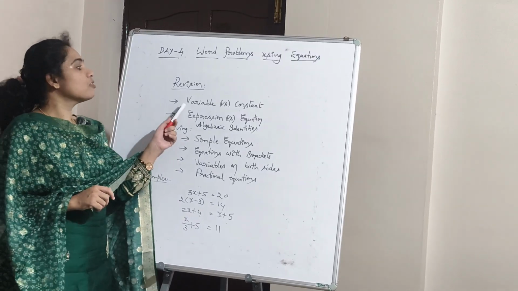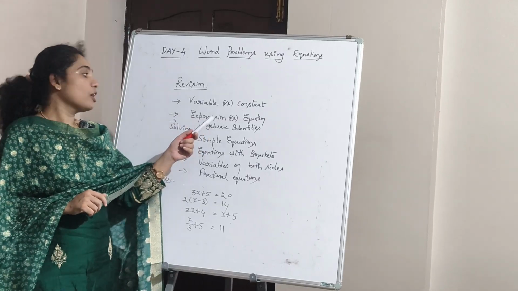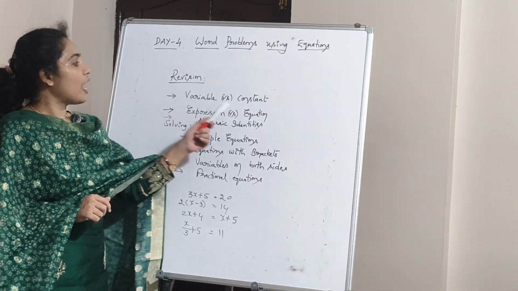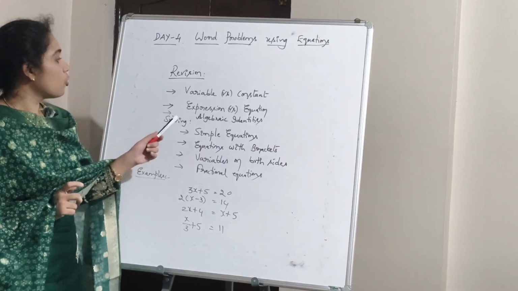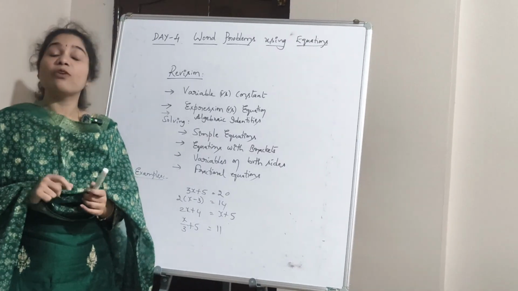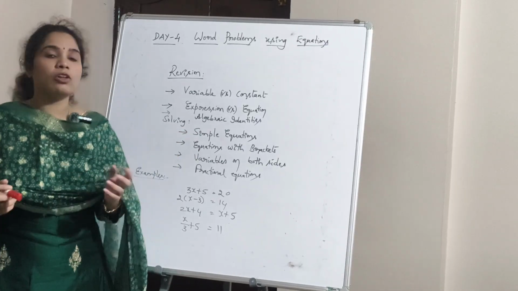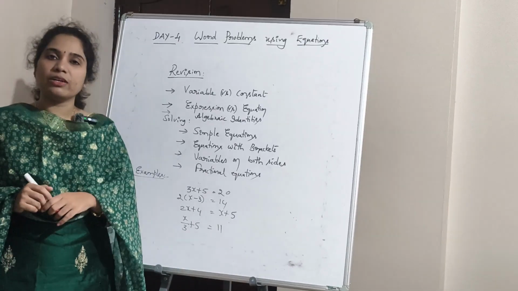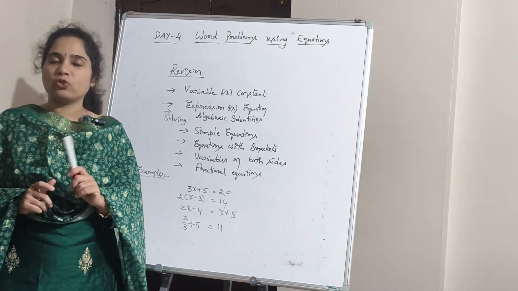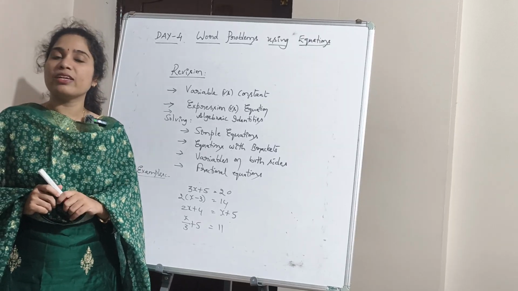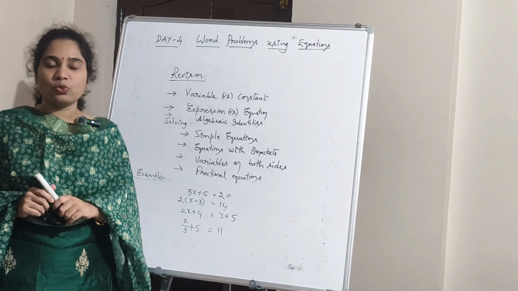So we have studied what is a variable and what is a constant. Also we studied expression and an equation, and also like terms and unlike terms, and what is a coefficient, and also algebraic identities. What are the algebraic identities? (a + b) whole square equal to a square plus b square plus 2ab, and (a - b) whole square equal to a square plus b square minus 2ab.